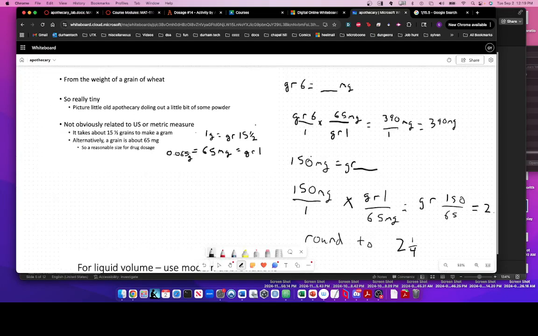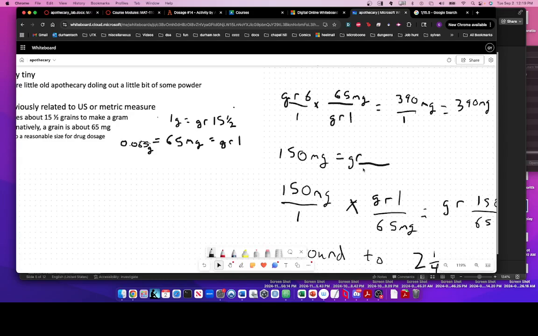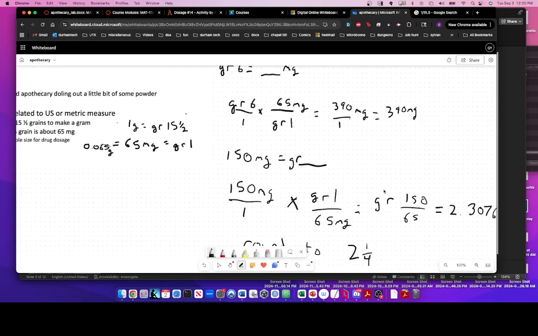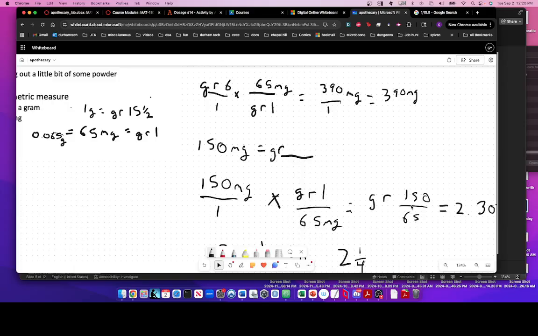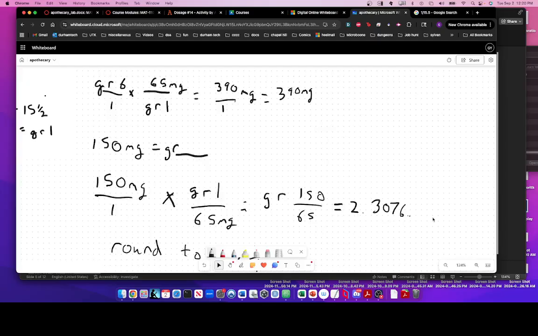Then we could also look at converting it the other way. Say we needed to convert 150 milligrams to grains. So 150 milligrams, we can go ahead and stick it over 1 if that helps us with the math. We want to use the same ratio in this case: grain 1 is equal to 65 milligrams will help us convert between milligrams and grains. We want grains in our answer, so we put that on top, and 65 milligrams, what we want to get rid of, on the bottom. We wind up with grains of 150 divided by 65, which if we plug it into a calculator, we get 2.3076, more digits coming.